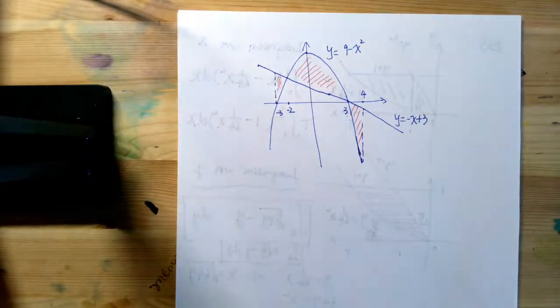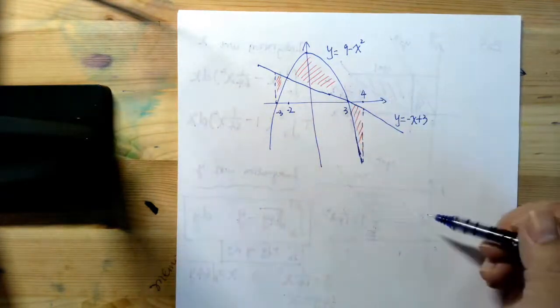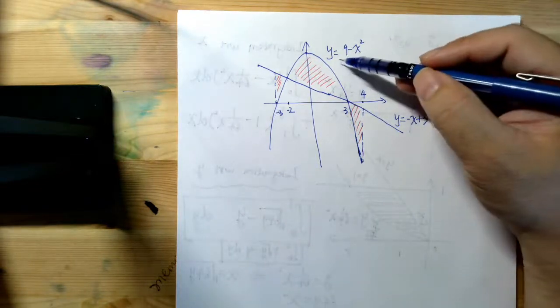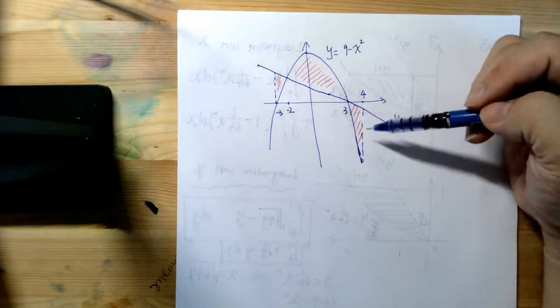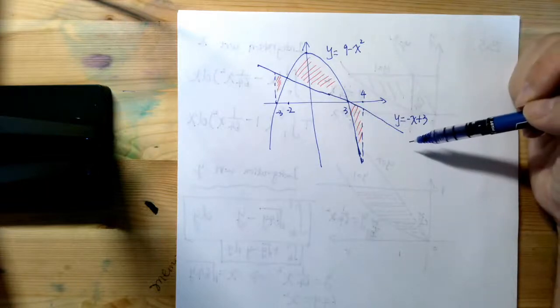Okay, so now let's look at one problem asking to find the area of the shaded regions. As you can see, the information is provided and the graph is given. It's y equals 9 minus x squared, a parabola that opens downwards, and y equals negative x plus 3, which is a straight line.